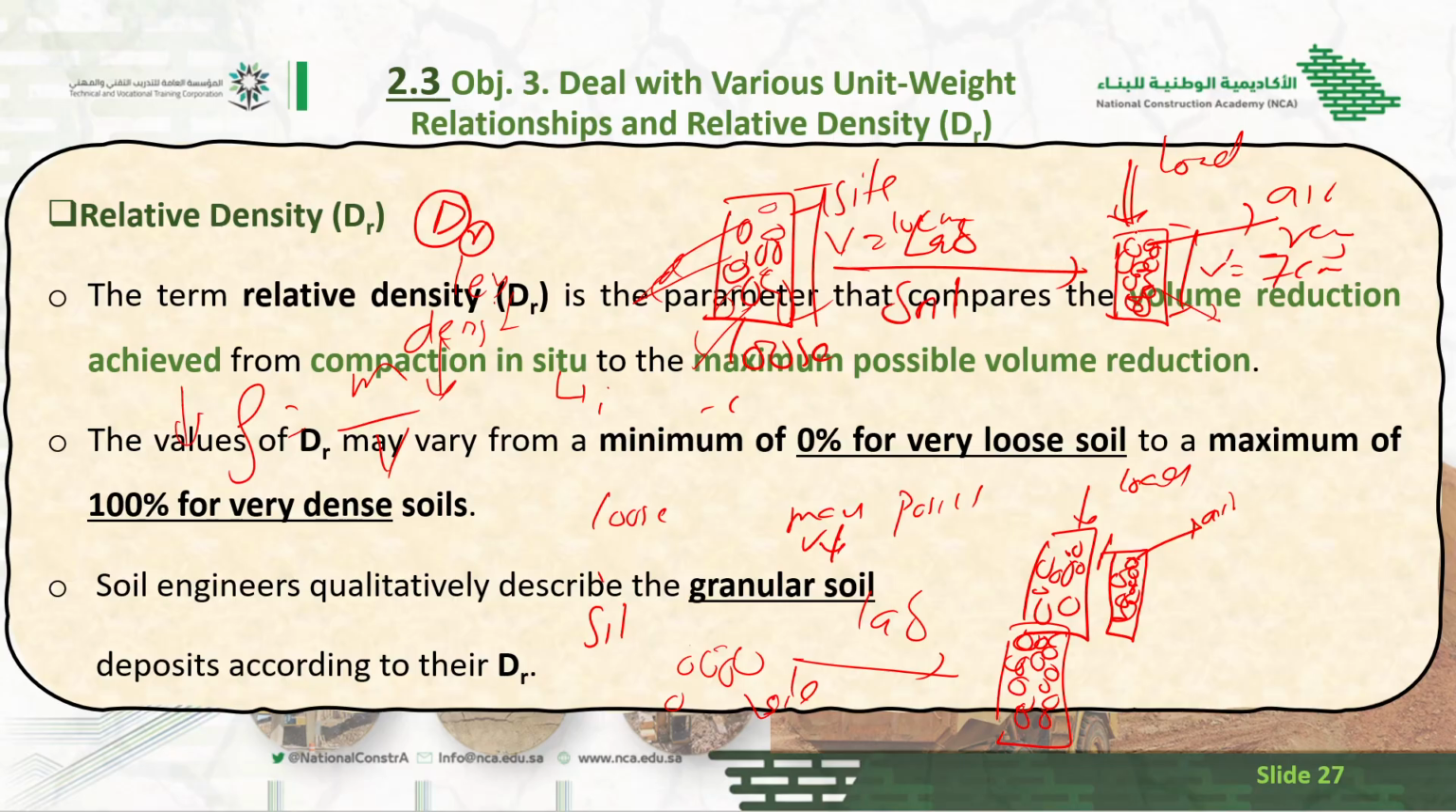Here you can see the density is more, the mass is more because the material is compacted and the air is less, so the mass is more. When the mass is more, the density is more.